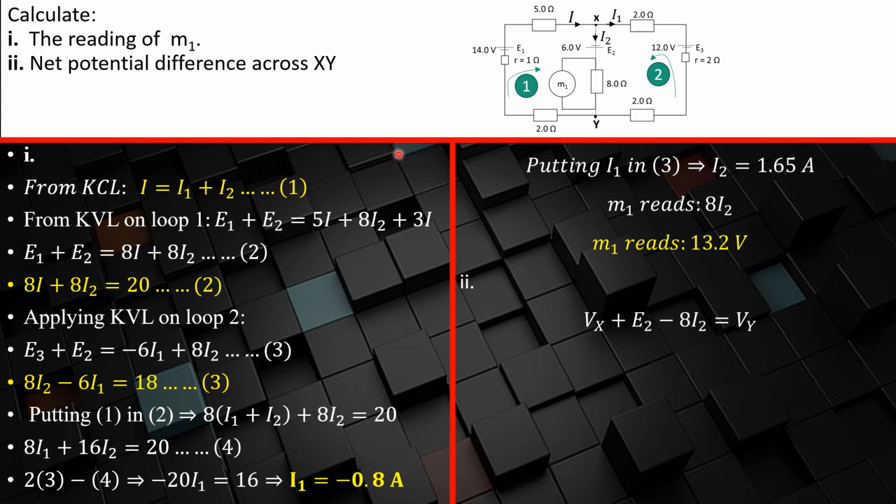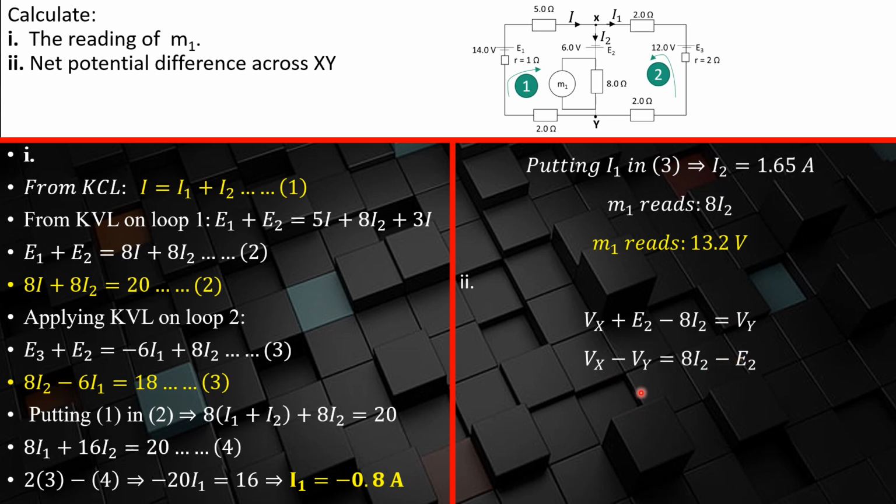Now let's go over to Roman 2, the net potential difference across XY. Let's talk about how we got this equation. Right here the potential at X is Vx, and I'm traversing all the way down to Y. If I traverse down, I move from negative to positive, making this potential positive. Traversing down again, the PD drop across this 8 ohm resistor would be negative, because I'm traversing in the direction of current. So I'll have negative 8I2 there, equal to Vy at the end.